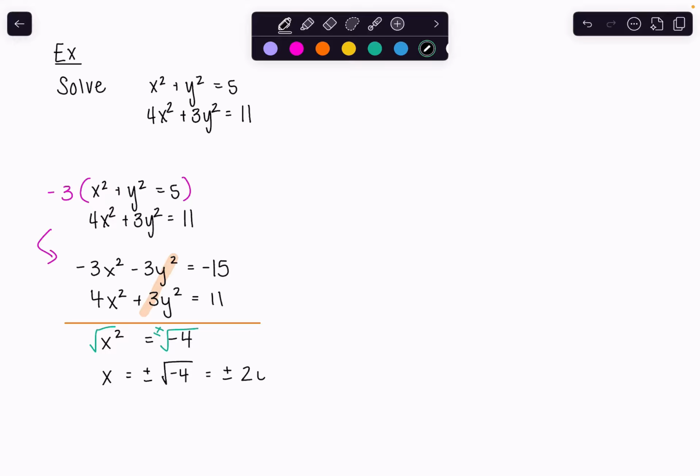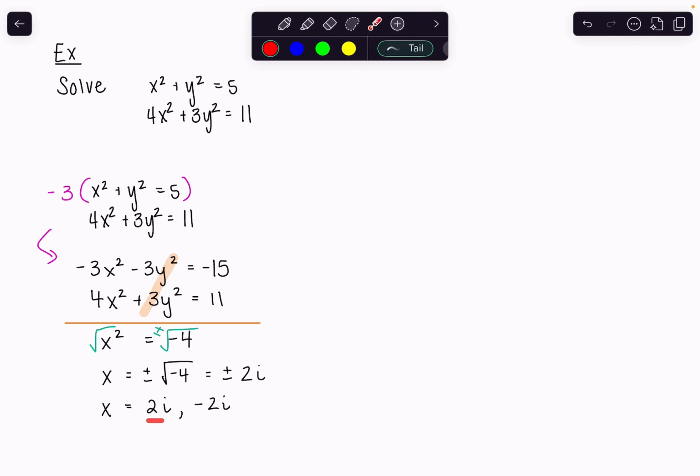Remember, that becomes i. So we get two values, x equals 2i and x equals -2i. So we're going to have imaginary solutions, and again, it just doesn't correspond to an intercept. So we ended up with two options, positive 2i and negative 2i.